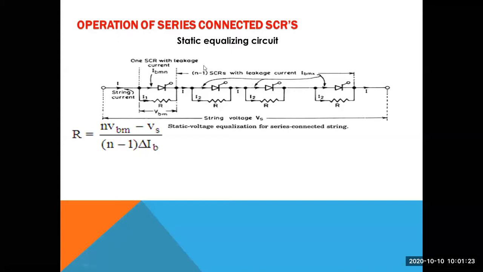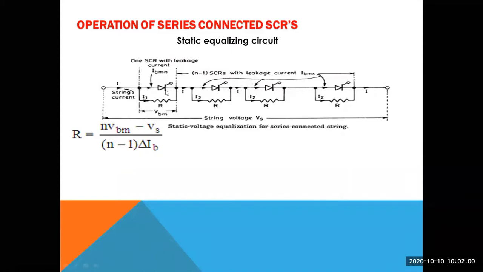Here we have to understand one point clearly: each SCR has a different leakage current. We are connecting n SCRs, and each SCR has different properties. If this SCR has minimum leakage current and the remaining SCRs have maximum leakage current, that is our assumption. Practically, it may be different. For example, the first SCR may have 1 amp of leakage current, the second SCR maybe 2 amps, and the third maybe 0.5.